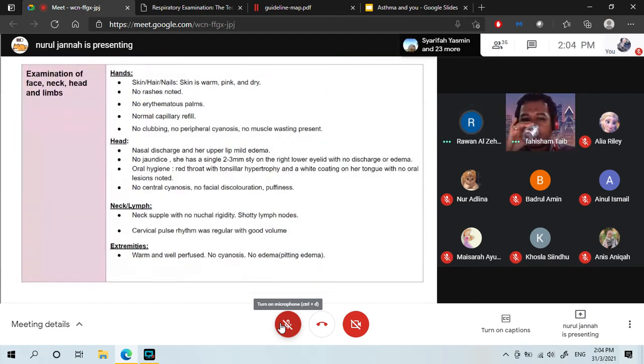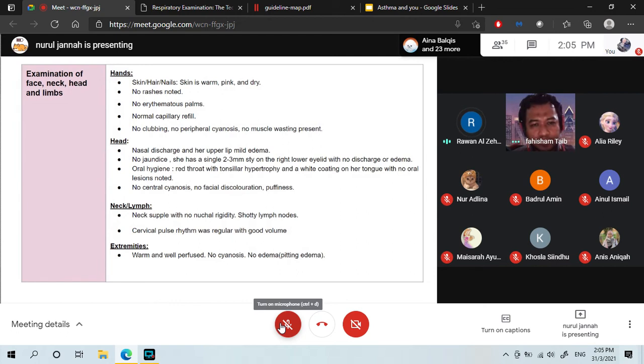For examination of the face, neck, head and lumps, hands, skin, hair and nails: the skin is warm, pink, and dry. No rash, no erythematous palms, no clubbing, no peripheral cyanosis, no muscle wasting present. Nasal discharge and mild swelling of her upper lip. No jaundice. She has a single 2 to 3 mm stye on the right middle eyelid with no discharge or edema.